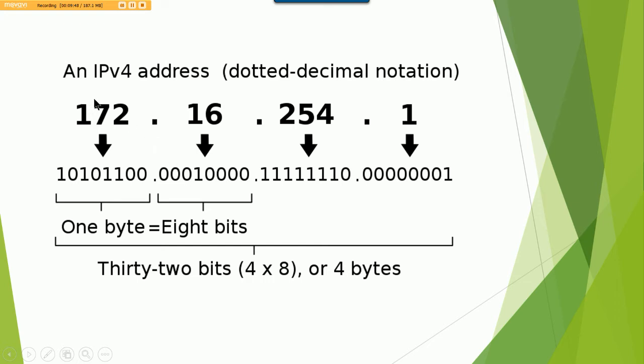And here's an example of an IP address written out in the dotted decimal notation. So this is decimal, dot, decimal, dot, decimal, dot, decimal. This address is 172.16.254.1 in decimal, and this is 172.16.254.1 in binary. Now, 1 byte equals 8 bits. So this is a byte. The first 8 bits is a byte. These next 8 bits are a byte, and these are a byte, and these are a byte. So an IP address is 4 bytes long.